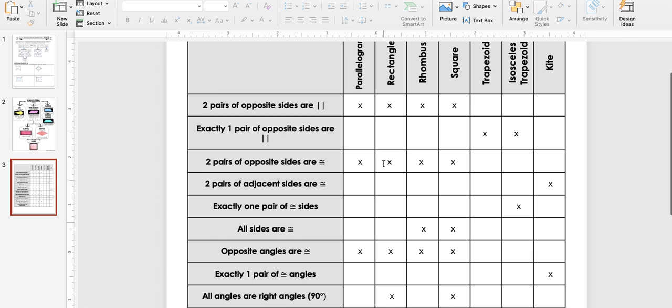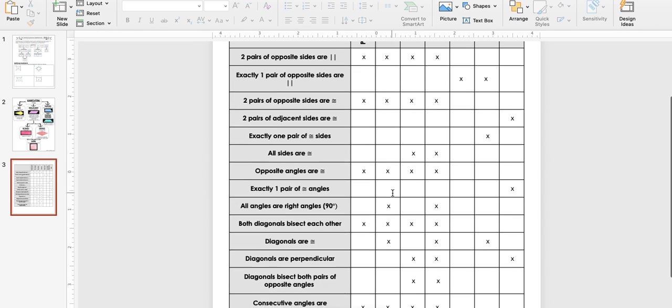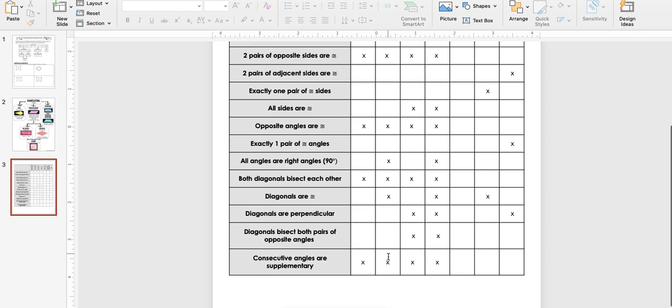I also have this chart that I made for all of you where it gives the shapes, and then it gives an X for all the properties it has. So for example, for a rectangle, it has two pairs of opposite sides that are parallel, two pairs of opposite sides that are congruent, opposite angles are congruent, all angles are right angles, both diagonals bisect each other, diagonals are congruent, and consecutive angles are supplementary.